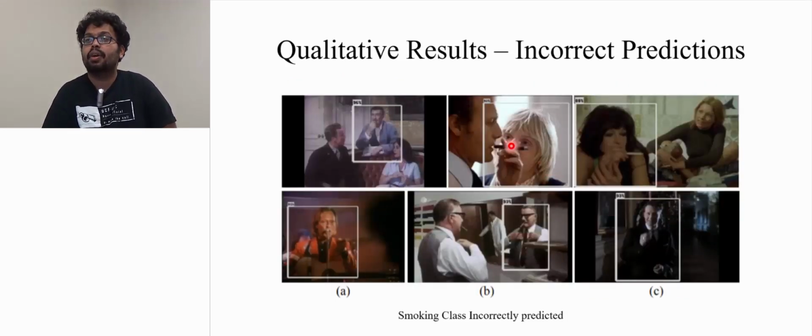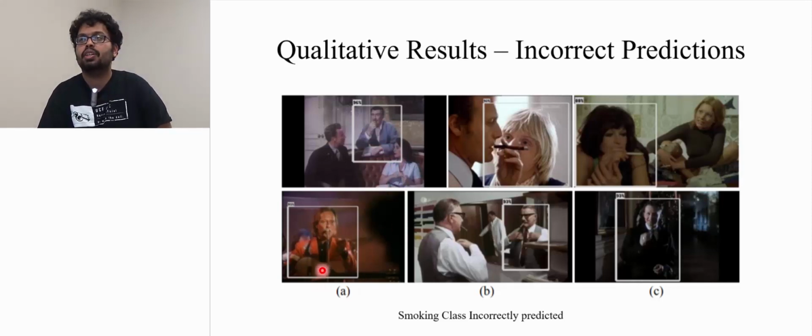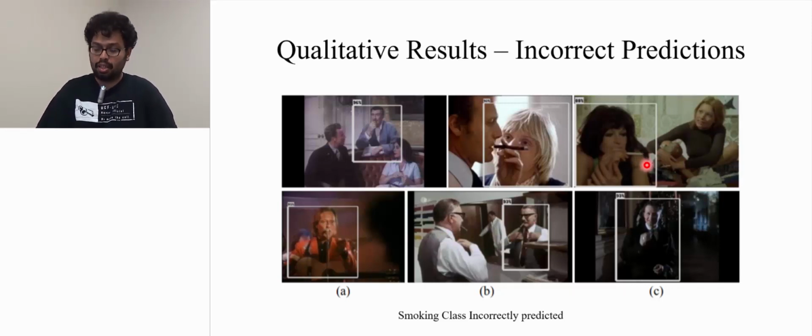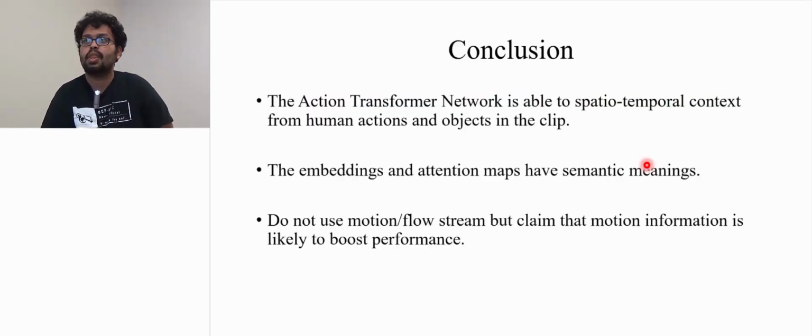Here are some incorrect predictions. This is for the class of smoking. Here the person is thinking, and so it has been categorized as smoking. Here this actor has been localized rather than this actor here. Here the image in the mirror has been localized as smoking rather than this particular person here. And here both these actors are smoking, and still only one has been localized, which is an incorrect prediction.